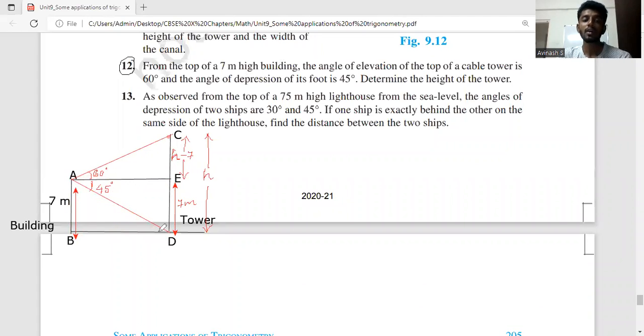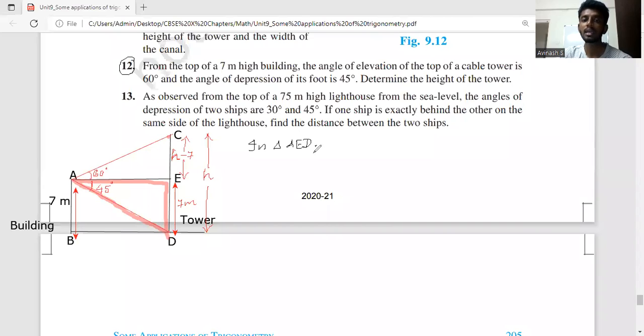I repeat, we can also take this triangle. You may be wondering there is no angle here, but this angle is also 45 because this angle and this angle are alternate interior angles. Actually, we can bring it over here and we can do it for this triangle. But I'm choosing the other option. I'm taking this triangle and I'm going to apply the concept of trigonometry. So now I'm choosing triangle AED.